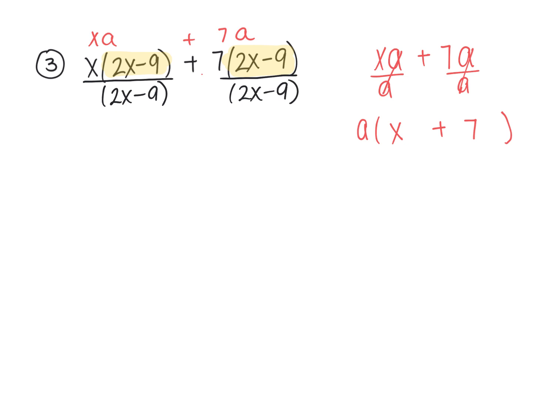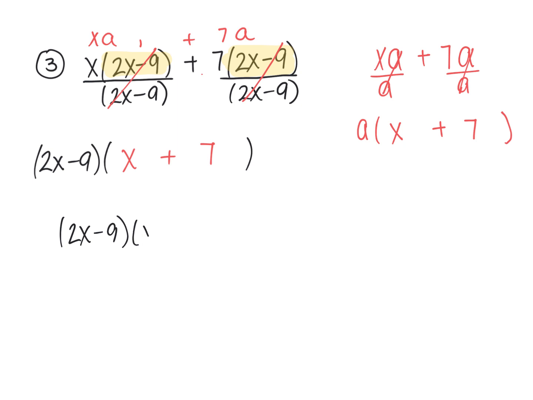So what do we do with GCFs? We put them on the outside, followed by an open parenthesis, and then we do our division. So the 2x minus 9s will cancel to 1, and we're left with the x in front. The 2x minus 9s will cancel, and we're left with the 7. So your final answer for this is actually just 2x minus 9 times x plus 7. And that is your final answer.